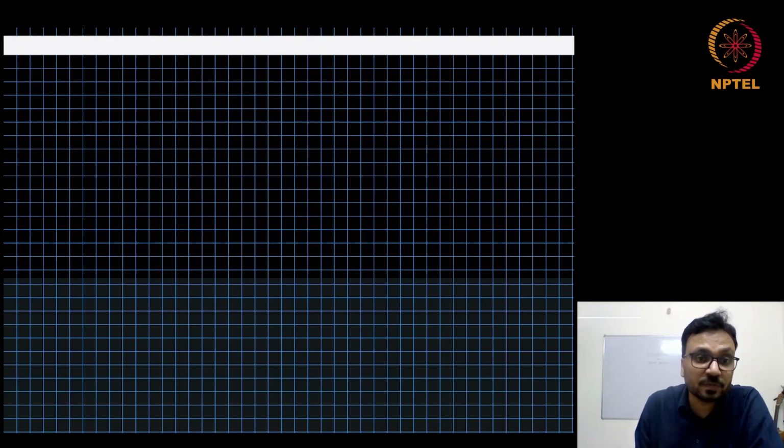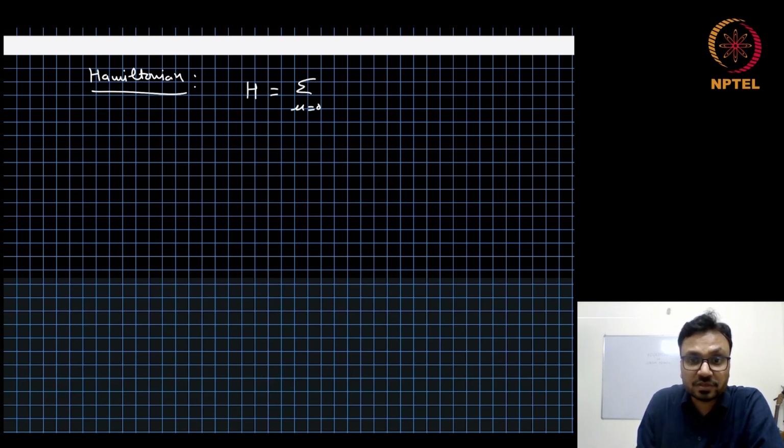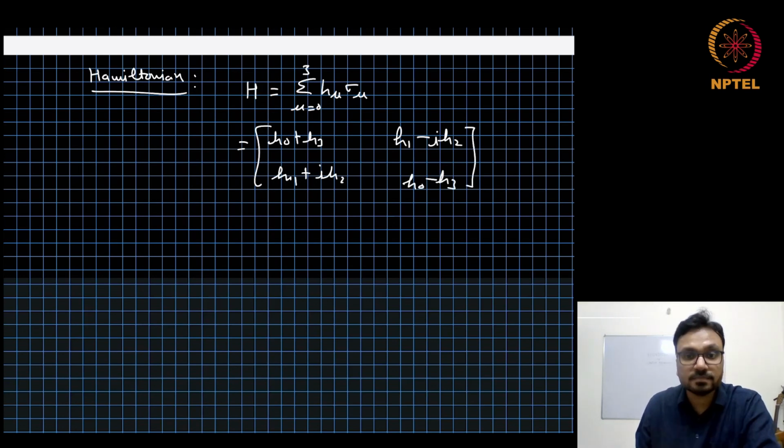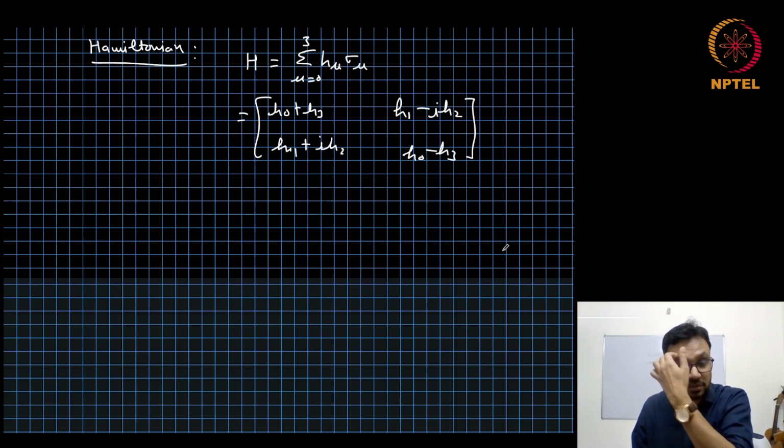One interesting example of such a Hermitian operator is the Hamiltonian. So let us represent it by H, and this will be again the sum over mu from 0 to 3 of h mu sigma mu. So we expand it, it becomes h0 plus h3, h1 minus i h2, h1 plus i h2, h0 minus h3. So this is the most general Hamiltonian we can encounter for a two-level system.